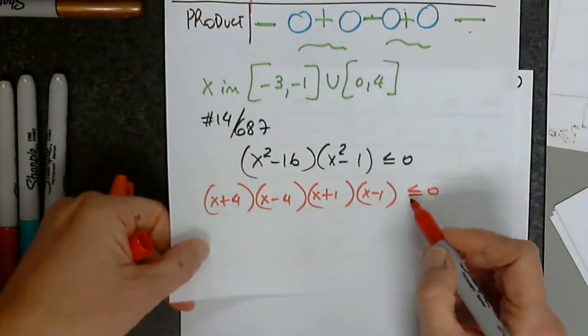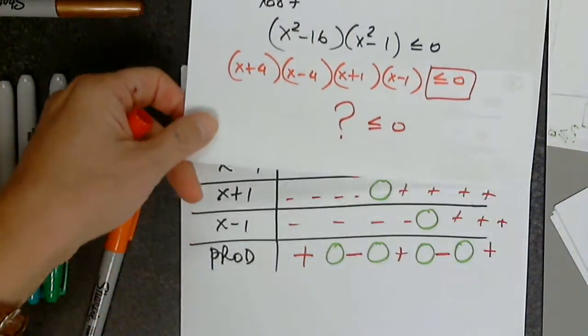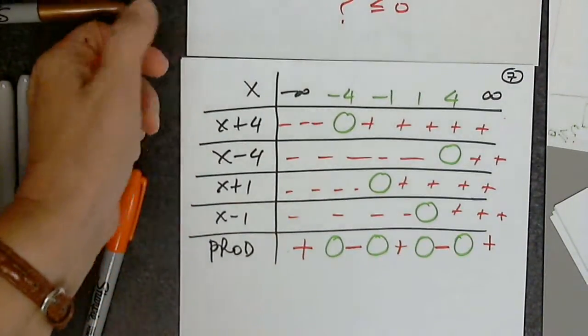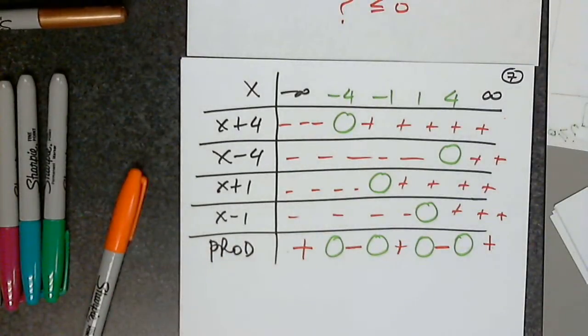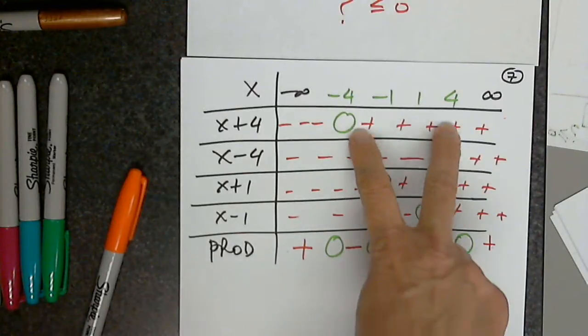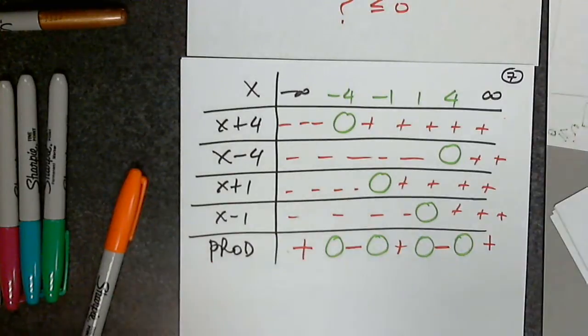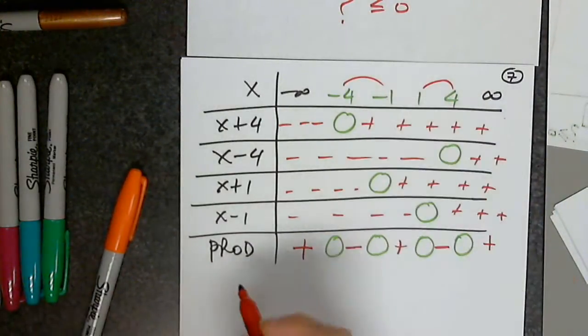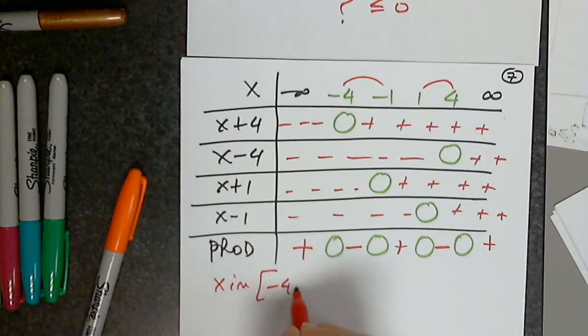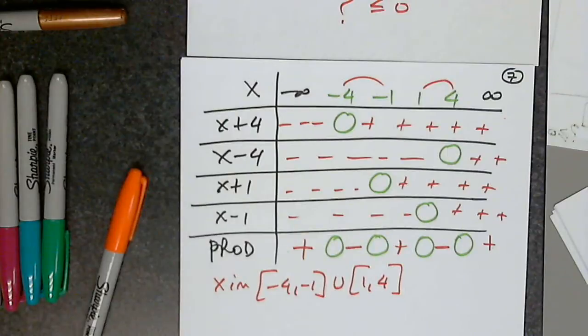Only now I look here and I ask myself, which sign am I looking for? And the answer is I'm looking for a sign that is negative. I see negative in 2 spots, between -4 and -1, and between 1 and 4. So that's how I get the solution, this and this. X in the interval (-4, -1) union (1, 4). If you find an easier method with less writing, I encourage you to use it.